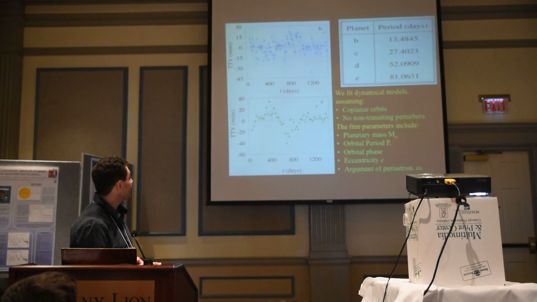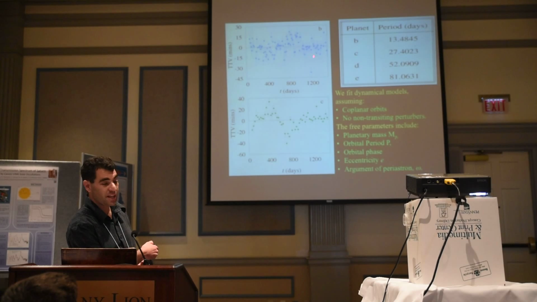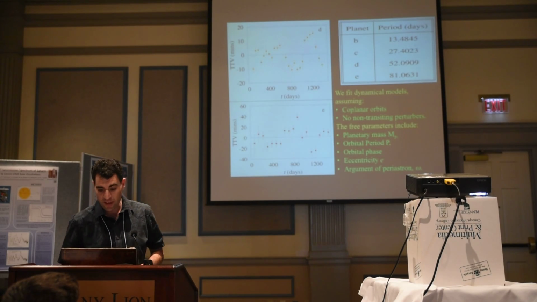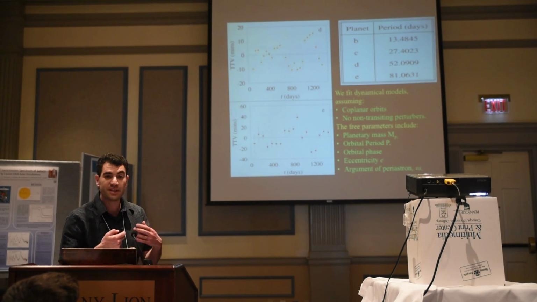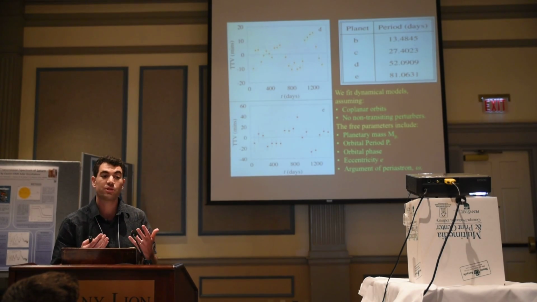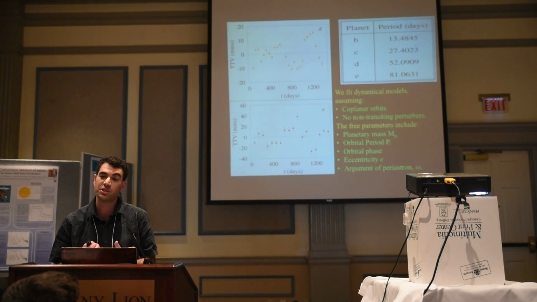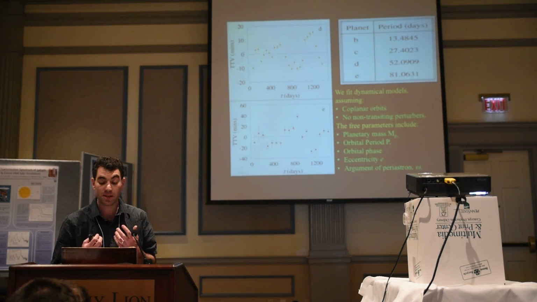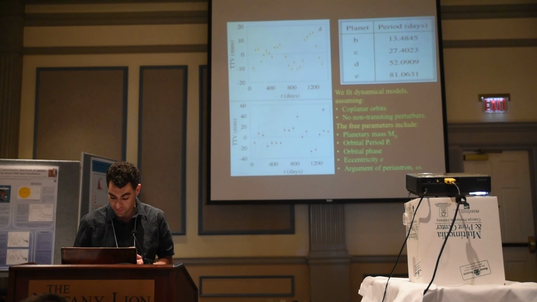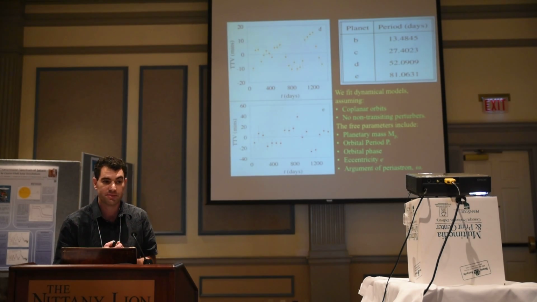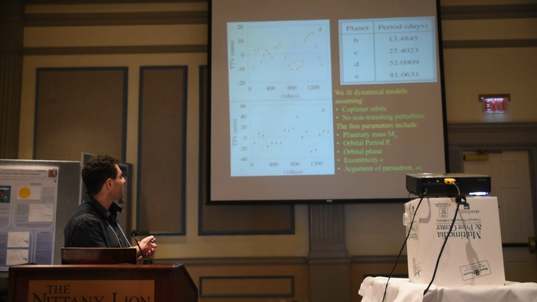So we want to characterize these. And here are the TTVs for the innermost planet, B, C, D, and E. And we're going to fit a dynamical model to the system. The first assumption is that we're going to assume the orbits are coplanar, and that's a really good assumption because we know Kepler's multi-planet systems, the compact multis, have got a low inclination dispersion. We also know that inclinations are a second-order effect in TTVs, so this is a pretty strong assumption.